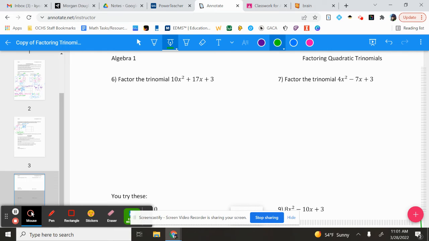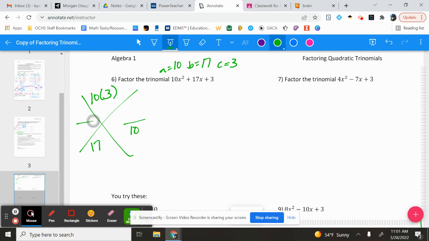All right, so my a value here is 10, my b value is 17, my c value is 3. So when I get ready to put it in the bottoms up, 10 times 3 goes on the top, 17 goes on the bottom. Each factor needs to be divided by 10. So 10 times 3 is 30. As we go through these, we just want to make a list of my factors. If you already know these in your head, there's no reason for you to make a list, but if you're having trouble, this always helps.